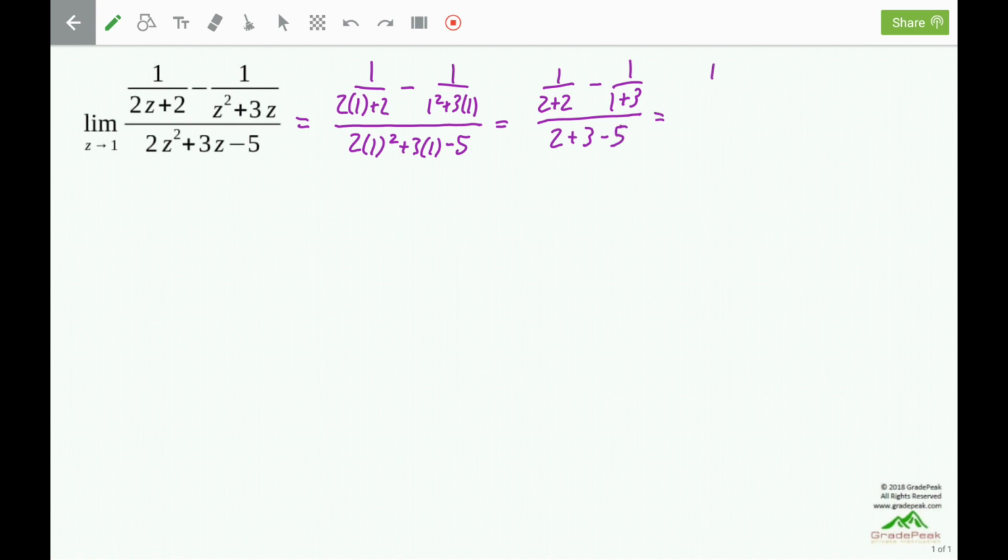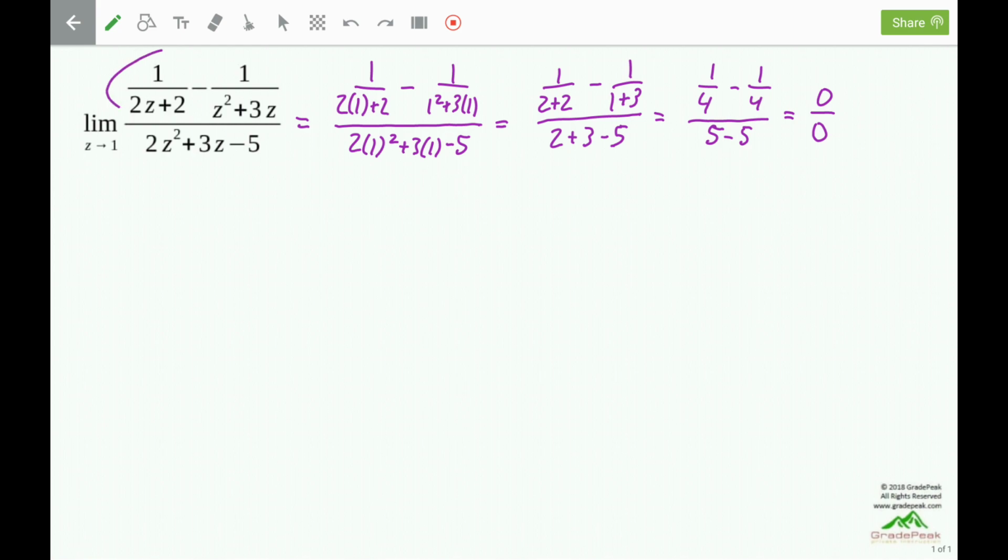In the numerator, we have 1 over 2 plus 2, which is a 4, minus 1 over 1 plus 3, which is also a 4. All of that over 2 plus 3, which is a 5, minus a 5. In the numerator, 1 over 4 minus 1 over 4 is a 0. In the denominator, 5 minus 5 is also a 0. We have the 0 over 0 indeterminate form. We will need to rework this.